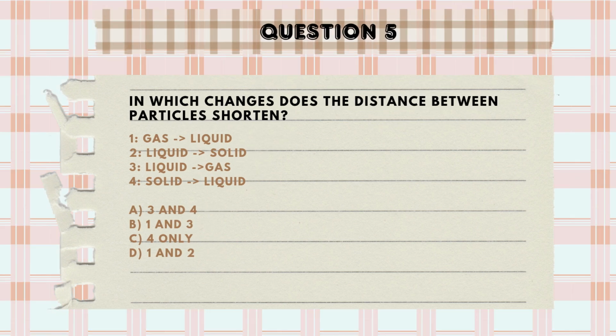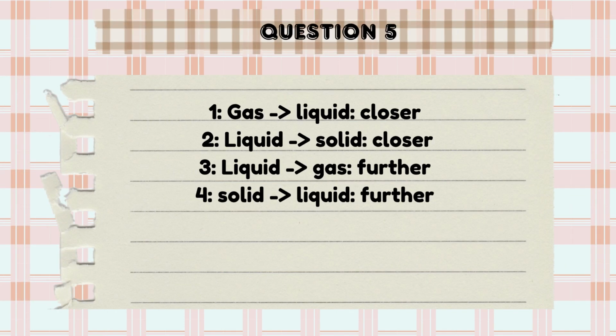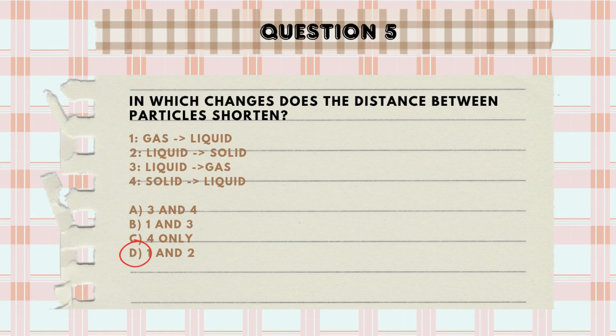Last question for this part. In which changes does the distance between particles shorten? Let's look at each option. Number 1, gas to liquid decreases this distance because liquid is denser than gas. Number 2, liquid to solid also makes the particles move closer to each other since solid is denser than liquid. Number 3 and 4 are the reverse processes of 1 and 2, respectively, so they both make the particles further away from each other. So 1 and 2 are the only correct ones.